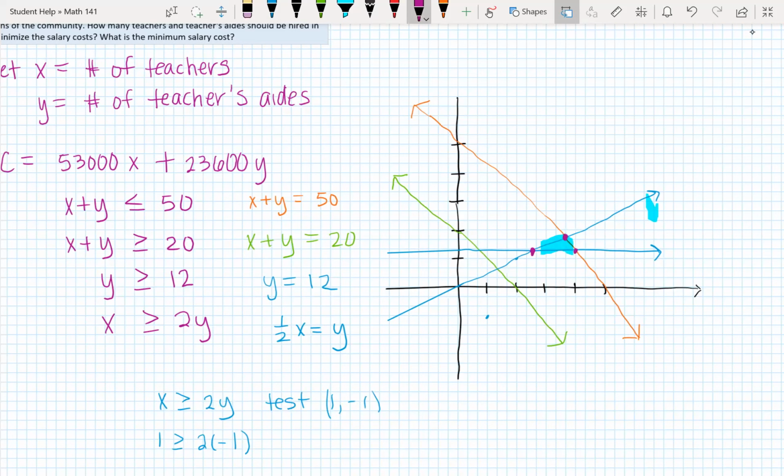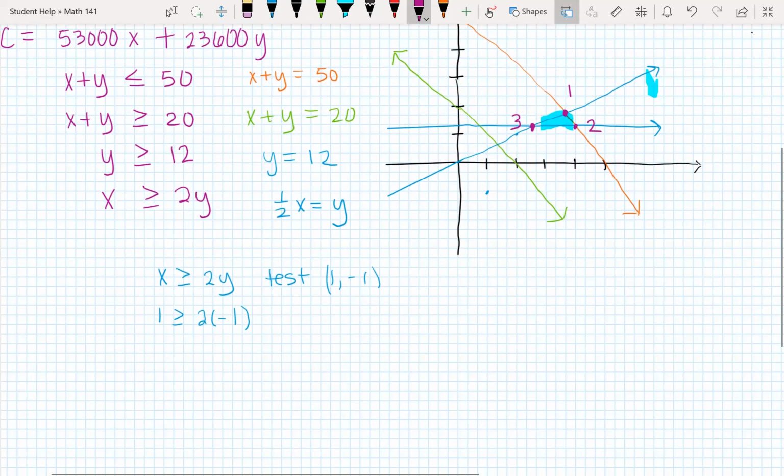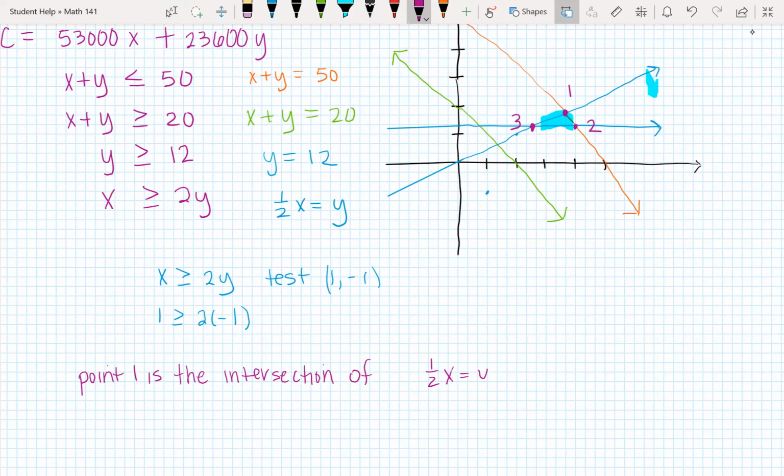So the way that I figure that out is I need to see where certain lines are intersecting one another. I'm going to call these points 1, I'll call this point 2, and I'll call this point 3, so we can analyze them separately. At point 1 is the intersection of which lines? It's 1/2 x equals y and x plus y equals 50.